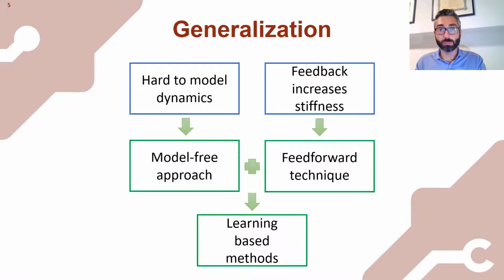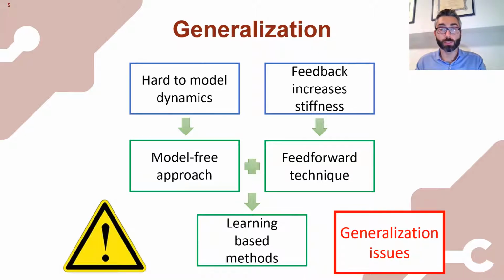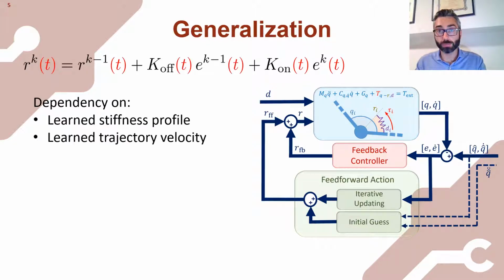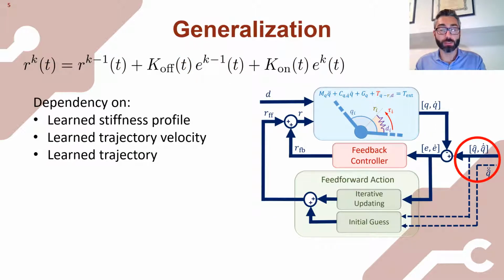However, controllers based on iterative learning control present some generalization issues. In particular, the acquired control action depends on the learned stiffness profile, the learned trajectory velocity, and finally on the trajectory itself. So we developed techniques to generalize with respect to these parameters.